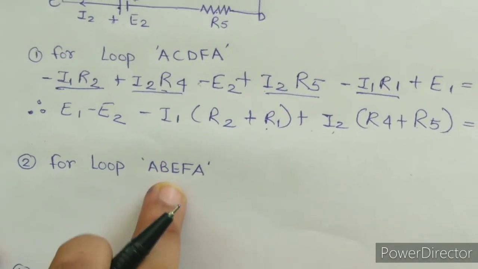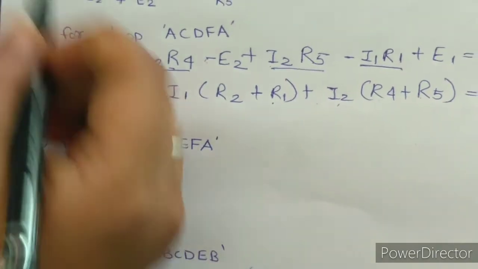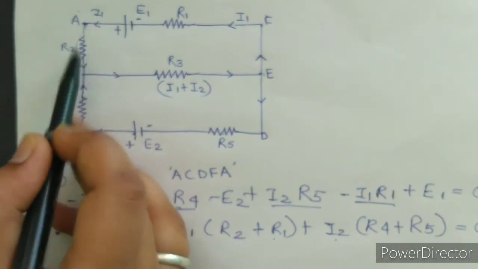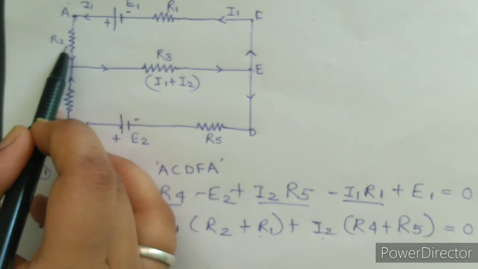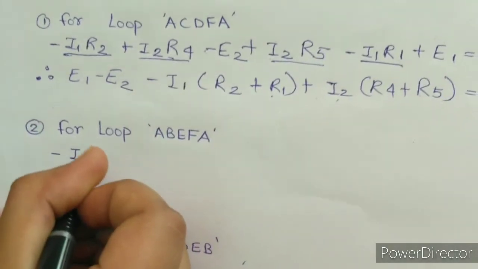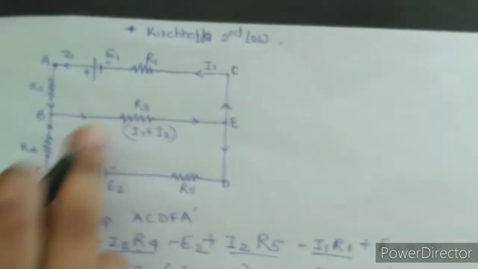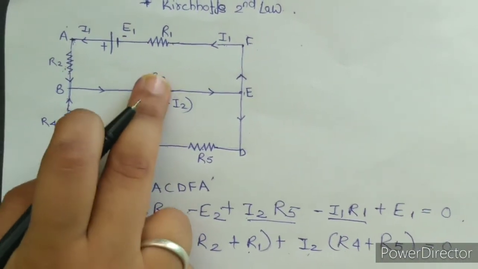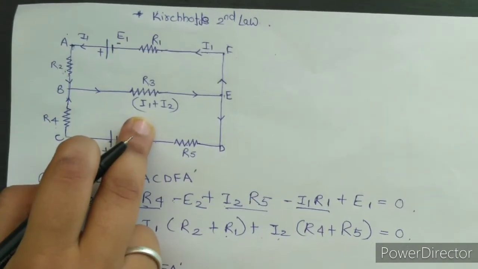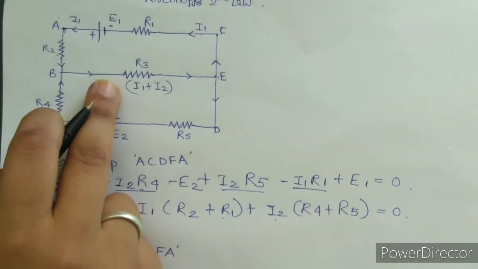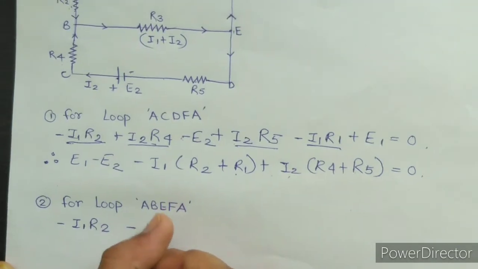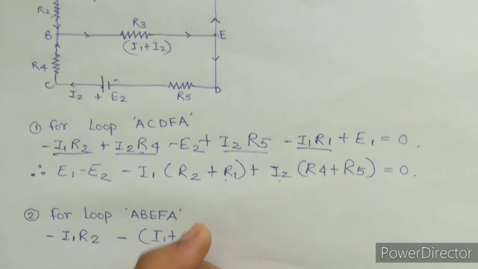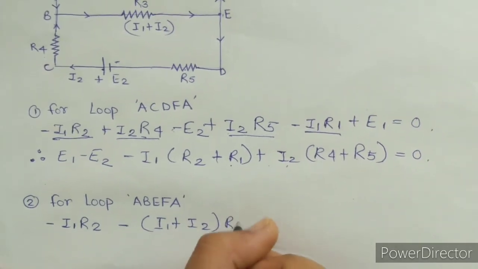Now second, if we consider the loop as IBEFA, the smaller one. Now we traverse from here. So for I1 R2, the traversing and the direction of current flow are the same. So it would be minus I1 R2. Then moving on here, from here we get I2, from here we get I1. So here the current across this resistance would be I1 plus I2, and the direction of current flow and traversing is the same. So it would be minus (I1 plus I2) R3.